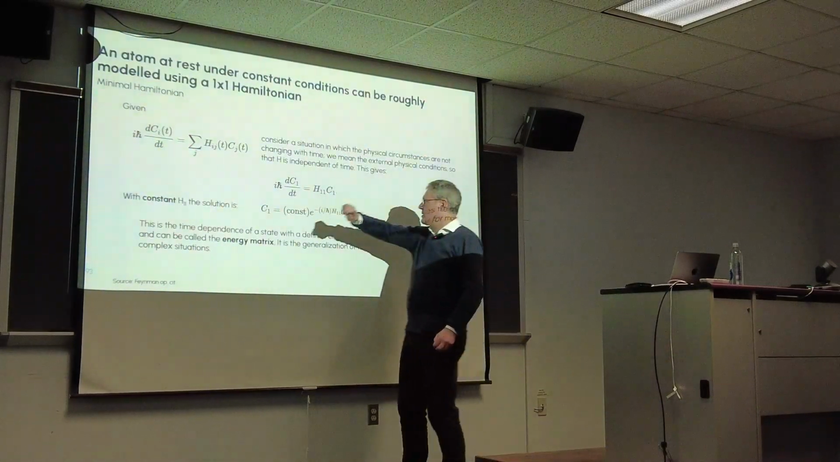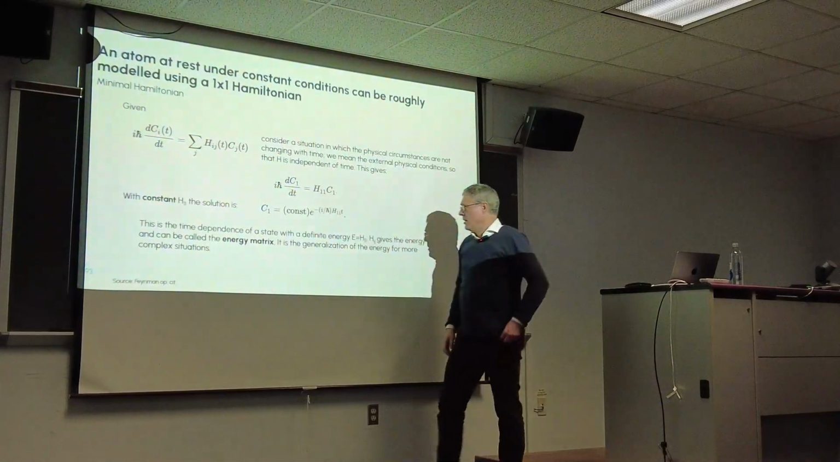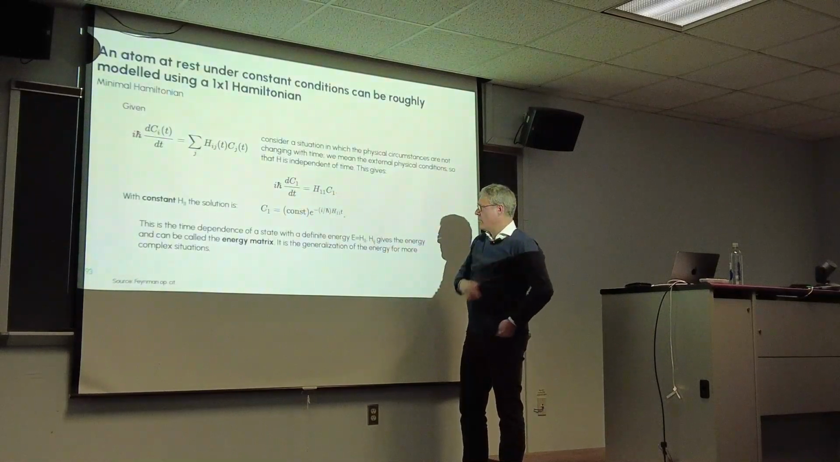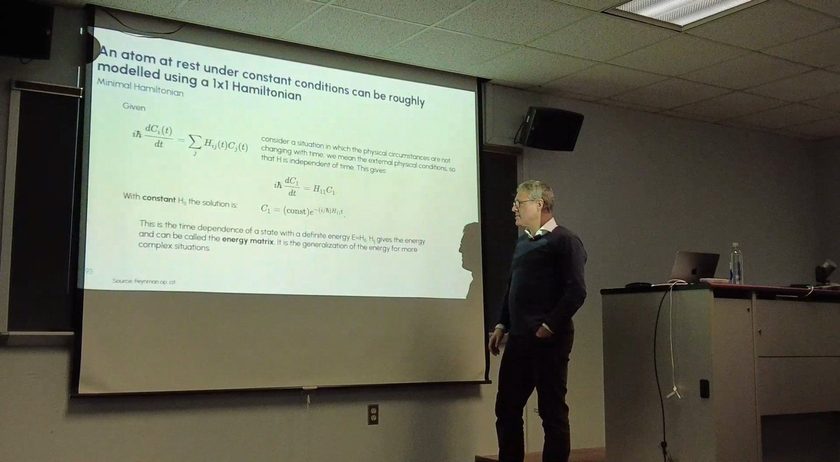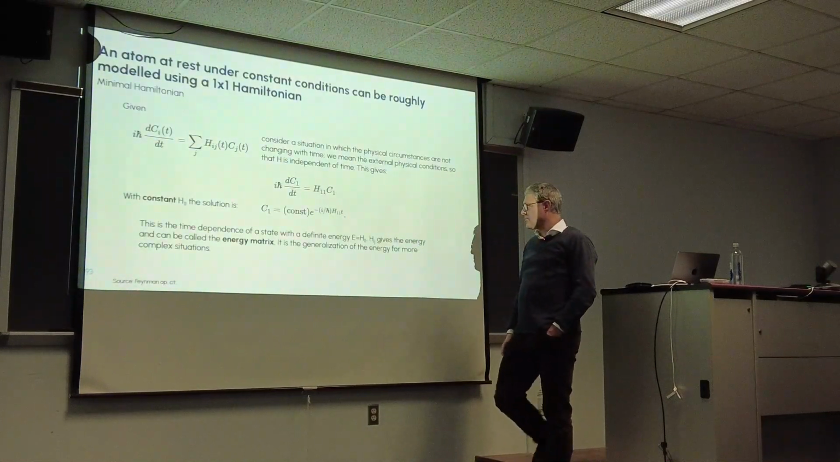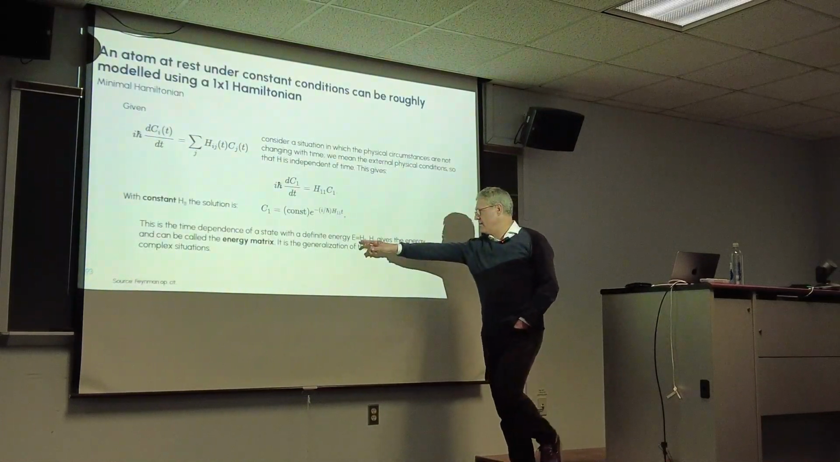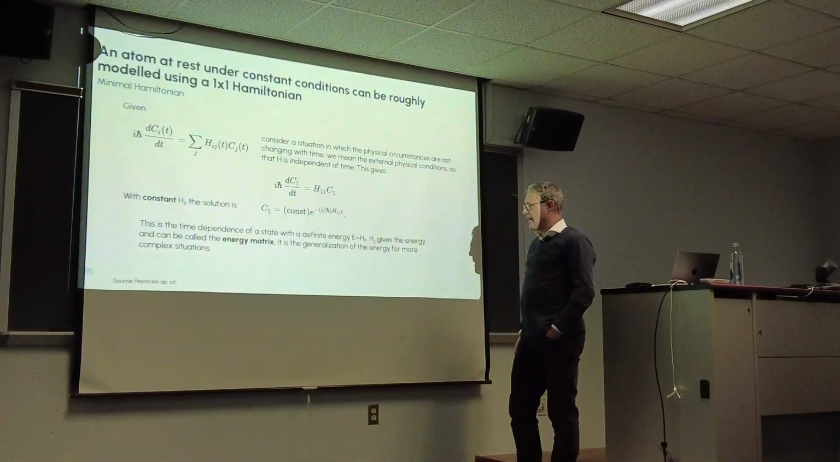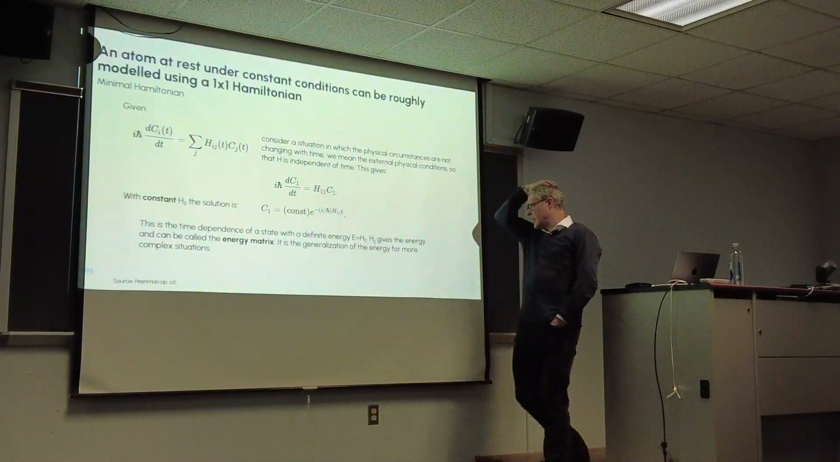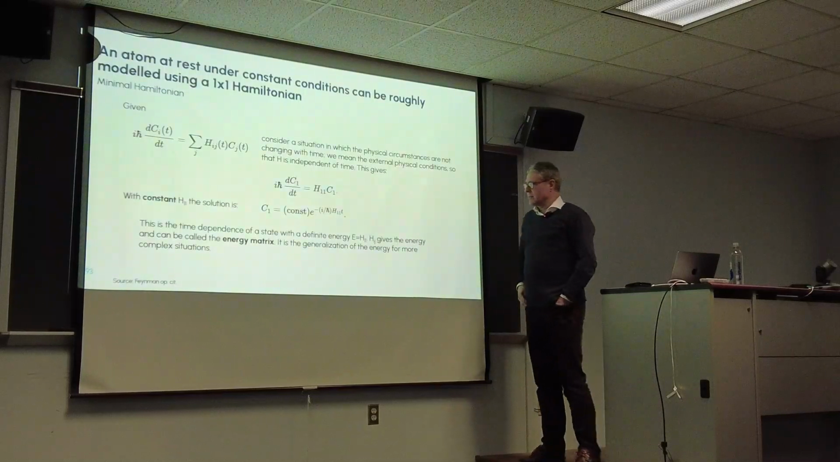And here you see a complex differential equation, because here we have a complex number in there, and so you get this solution. And this is the time dependence of a state with a definite energy level E equals H11. Hij gives the energy and can be called the energy matrix. It is a generalization of the energy for more complex situations.